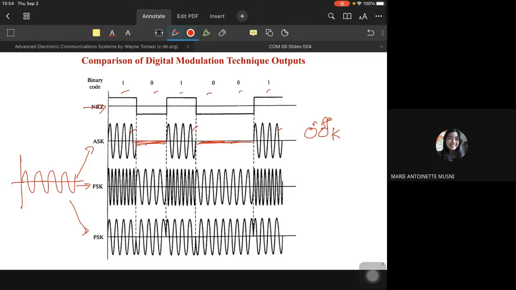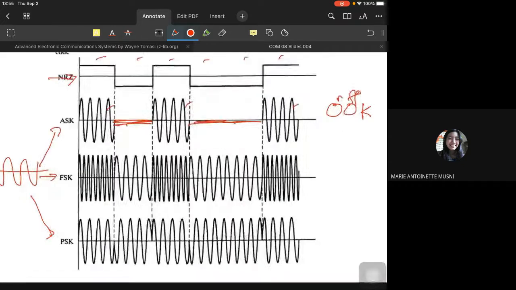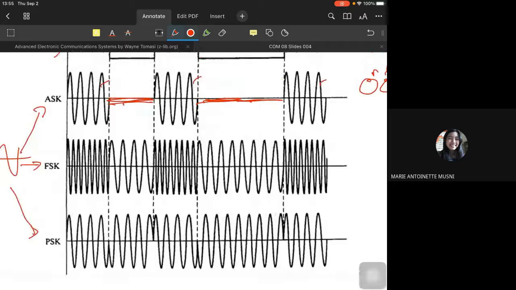Now for FSK, if you notice the difference between the 1s and the 0s, the 1 has the higher frequency, right? The 0 has the low frequency. So maybe we'll call the lower one F1 and the higher one F2. Again, even if we have no idea yet which circuits are capable of performing FSK, or even ASK, that is the output waveform.